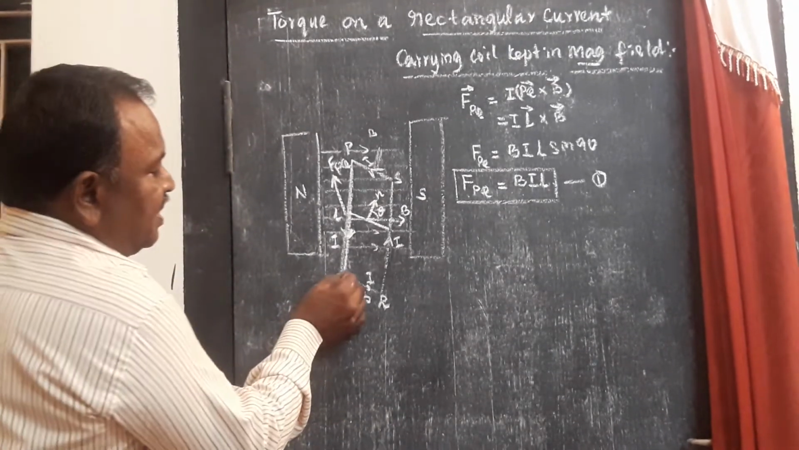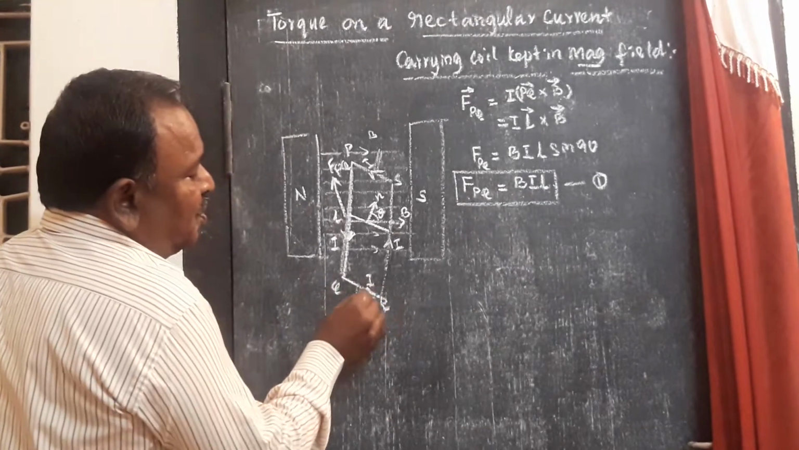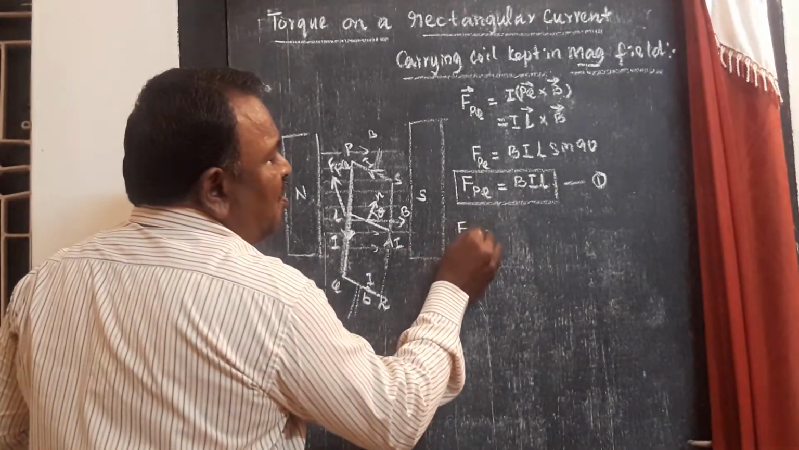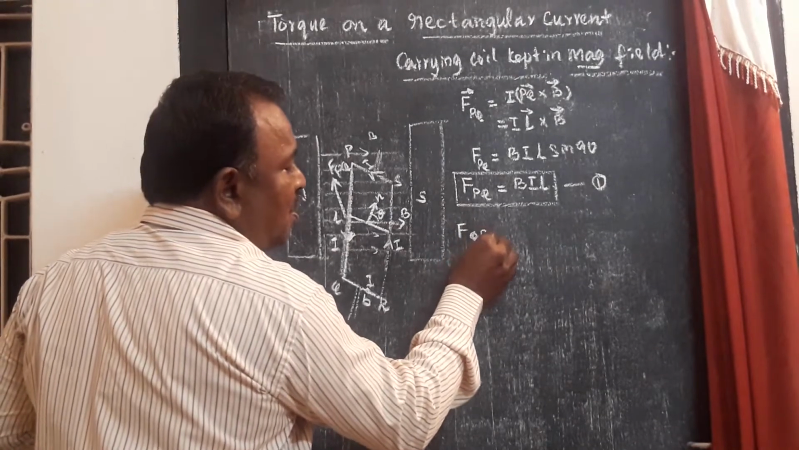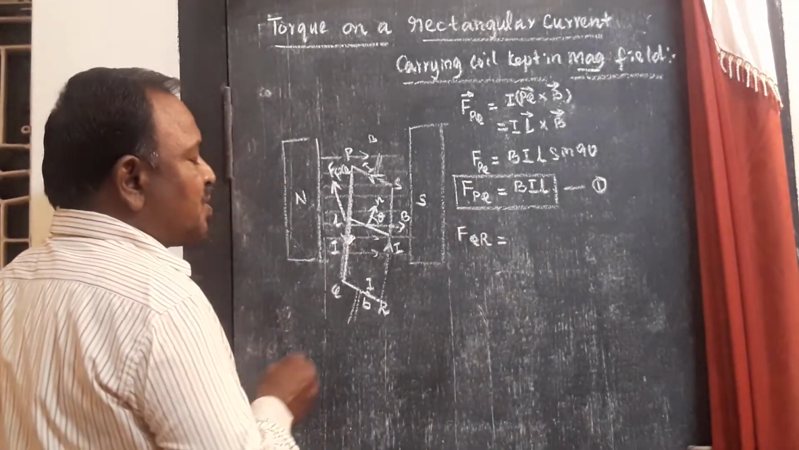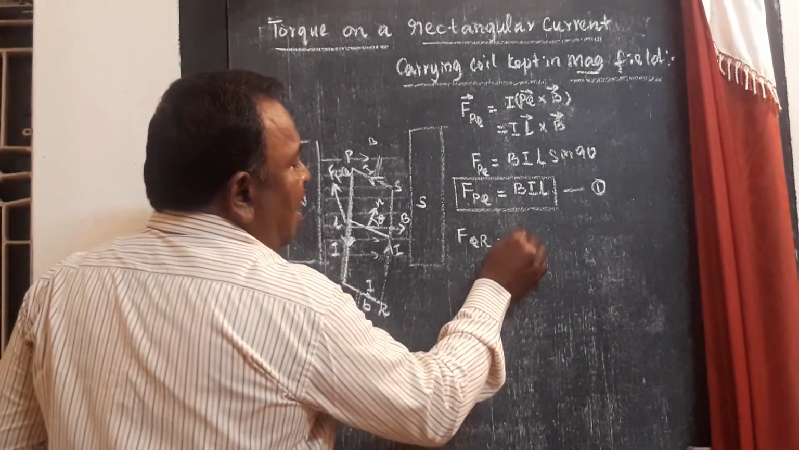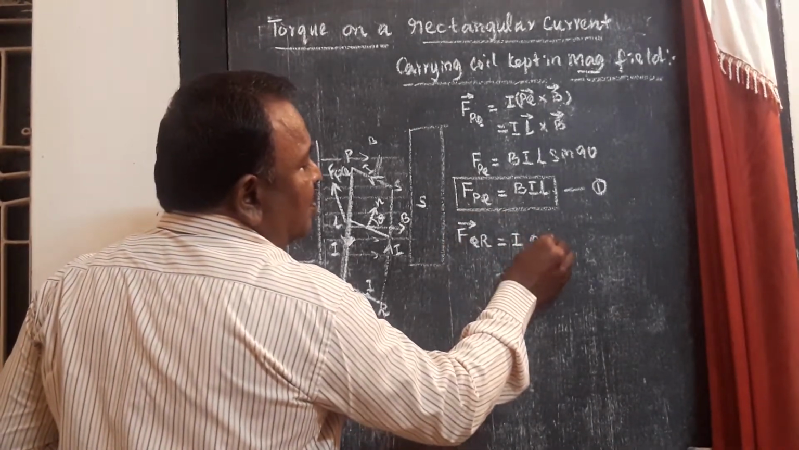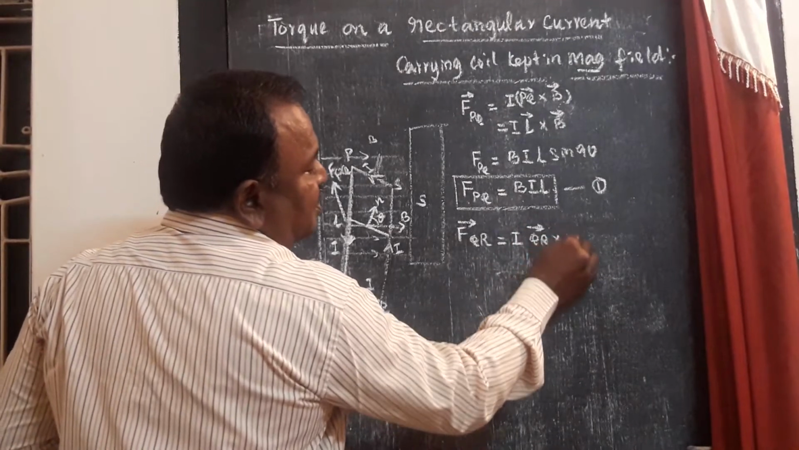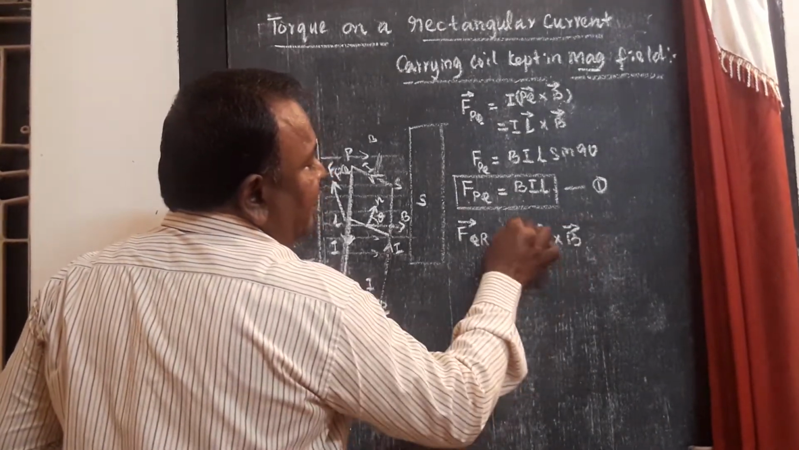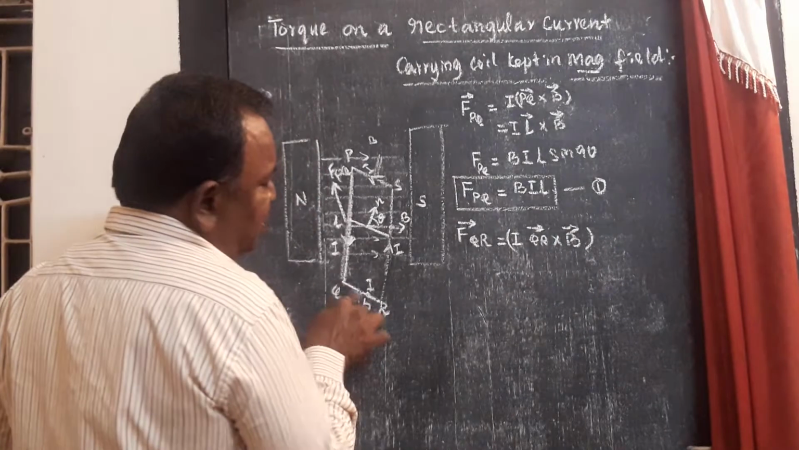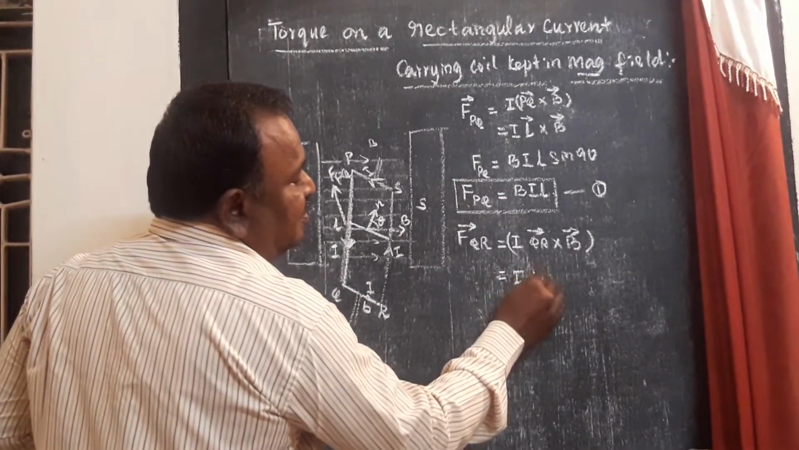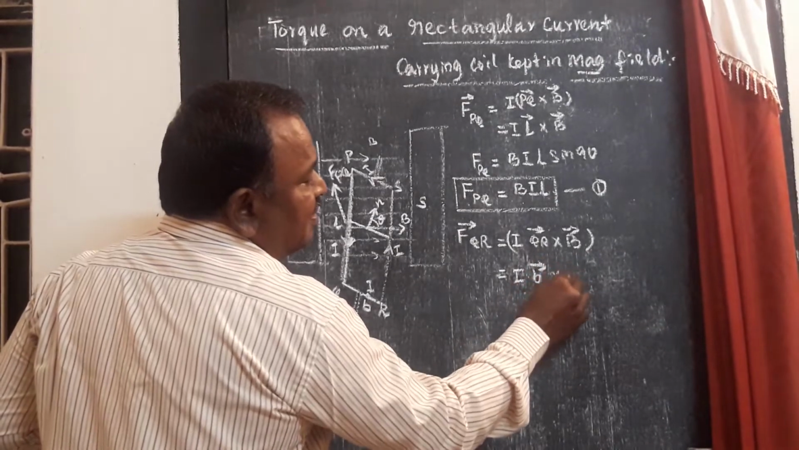Now you consider QR. Next we are going to find out what is the force on QR. So force on QR is equal to I into QR cross B. This QR is nothing but the breadth. So I into B cross B.